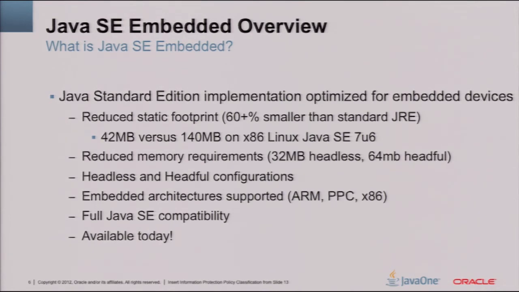We've also reduced the memory requirements that SE normally needs. We've reduced the memory usage to the point where you can run it in 32 megabytes headless and 64 megabytes headful. We have on our web today 2 configurations for each of our supported architectures. You have a binary that you would download for the headless and one for the headful, for ARM especially. And of course, embedded uses different architectures than are typically available for JavaFX. We have ARM, PowerPC, and the reduced version of the x86. And it's full JavaFX compatibility. We pass 100% of the TCK, and it's available today.